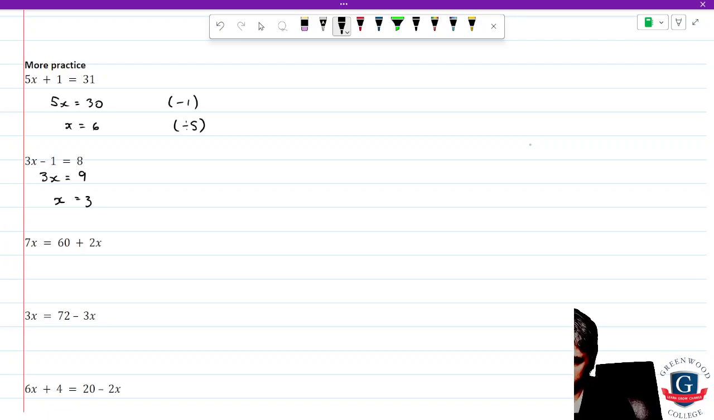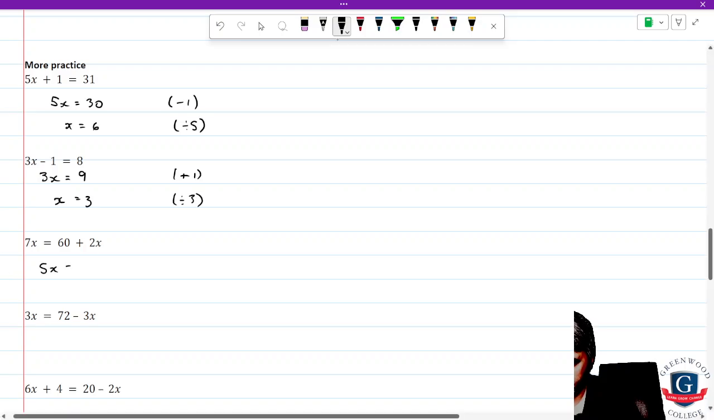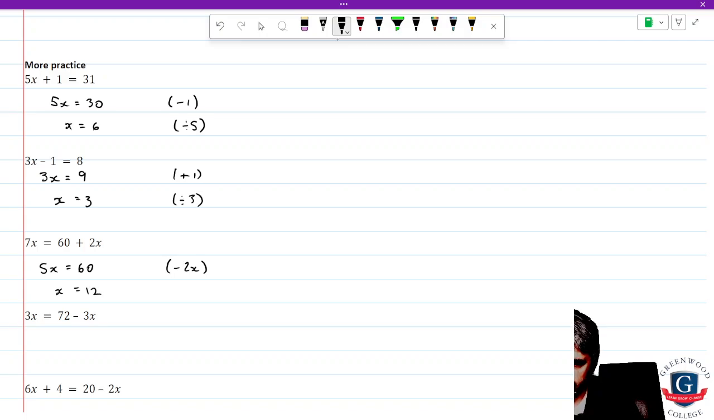Here we've got one with things on both sides. I'll just put this in here. This is plus 1. And this is divided by 3. So in this case, we're going to subtract 2x first. So 5x equals 60. And then we're going to divide both sides by 5, which gives 12.